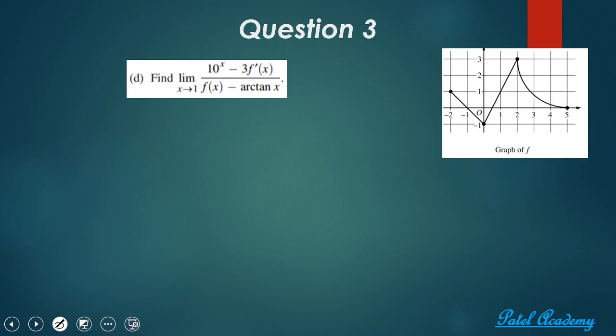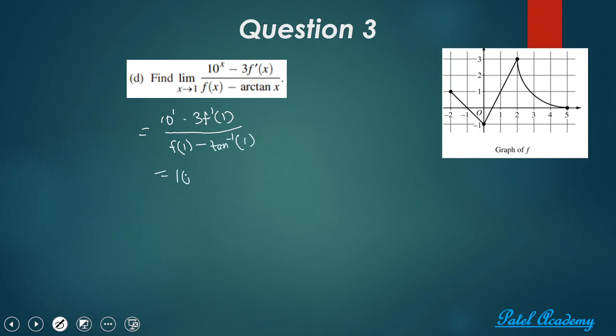Especially check the denominator. I see f at 1 exists, it's 1. I see arctan of 1 exists, it's pi over 4. 1 minus pi over 4 is not 0 in the denominator, so automatically L'Hopital's rule is cancelled out. But what indication that also gave me was that I can probably just do a direct substitution, right? So this limit can be equated to 10 to the power of 1 minus 3 times f prime at 1 over f at 1 minus the arctan of 1.